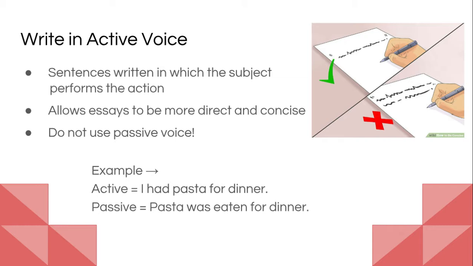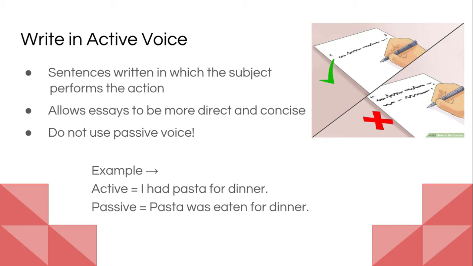Write in an active voice throughout your essay, and this is where the subject performs the actions in sentences. And so the active voice allows your essays to be more direct and concise. The AP graders will definitely like this more because they don't want to read essays that are full of fluff. They want to read the most concise essays that get straight to the point and that every single thing in the essay has a purpose.